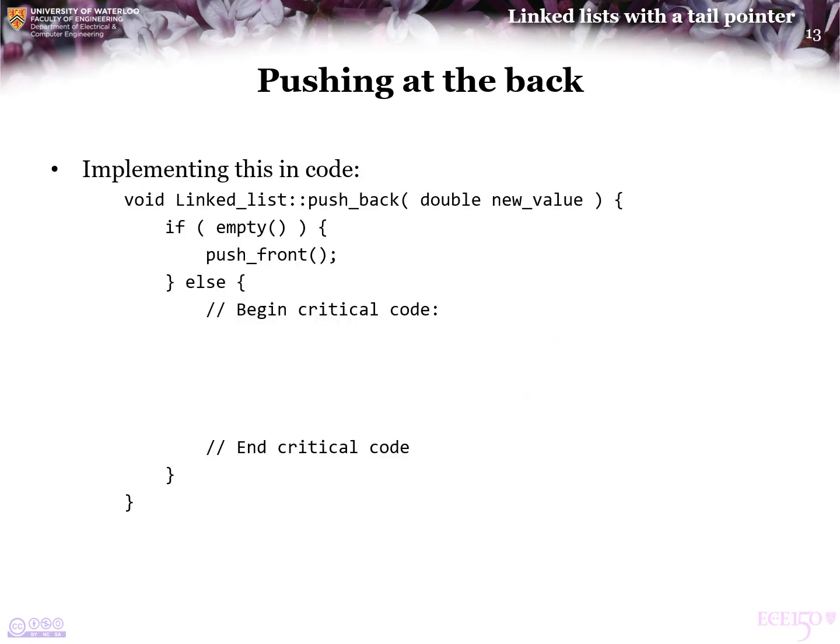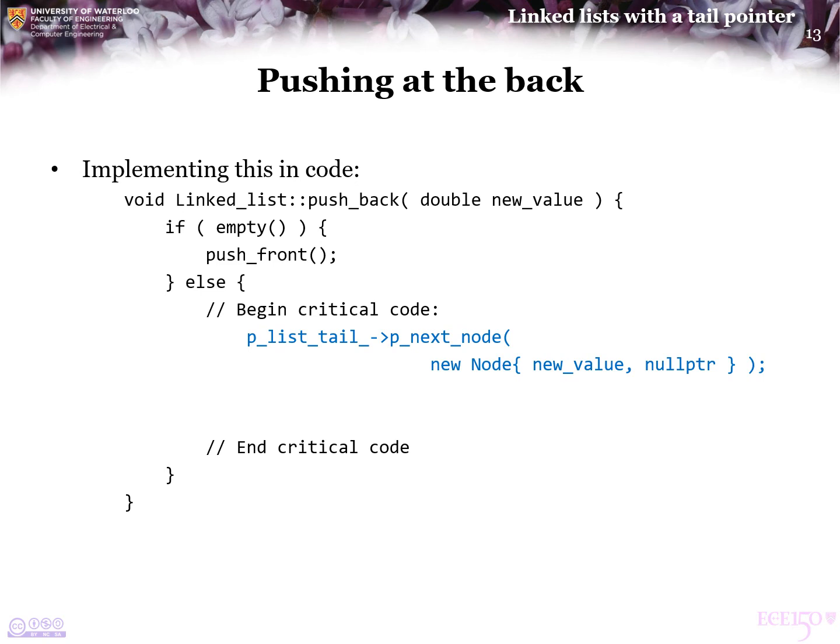Implementing this in code, our pushBack function will, as before, if the linked list is empty, just call pushFront, since we've already dealt with the special cases there. So to push at the back otherwise, we will update the current tail of the linked list's next node to be assigned the address of a new node that we have created that is storing the new value and that has null pointer as its next node address.